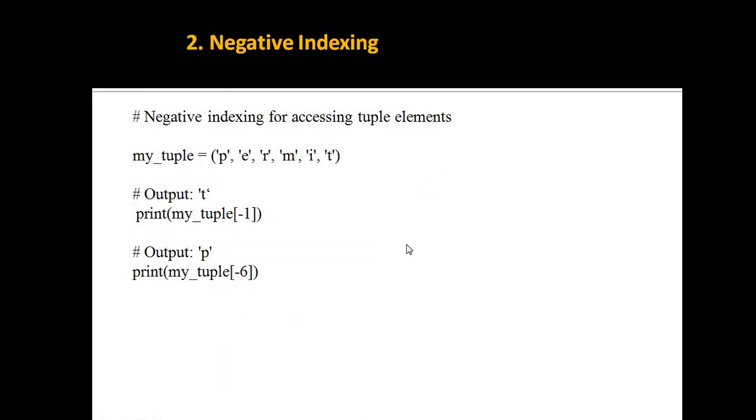Next, negative indexing. As I told you, negative indexing for accessing tuple elements is supported by tuples. So here is an example. When you give my tuple some values, my tuple -1 denotes the last element in the tuple, and -6 starting from here: -1, -2, -3, -4, -5, and this is -6. It will print P.